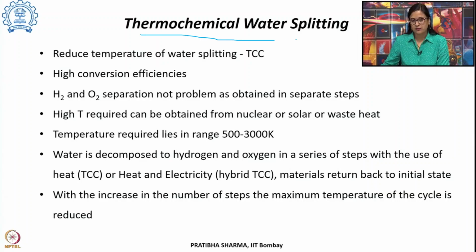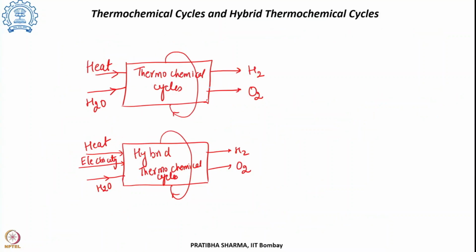Next is the thermochemical water splitting process. That's why the thermochemical water splitting process comes. That means using chemical and heat, we will split the water. The temperature range is 500 to 3000 Kelvin. How the thermochemical water splitting process is done, we will show.